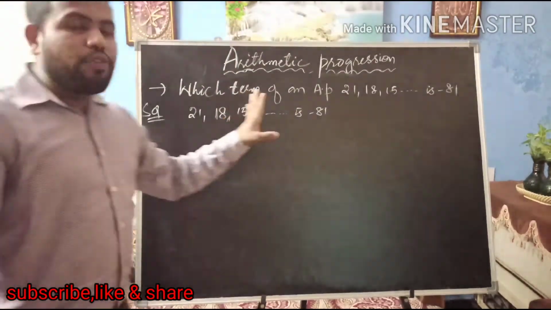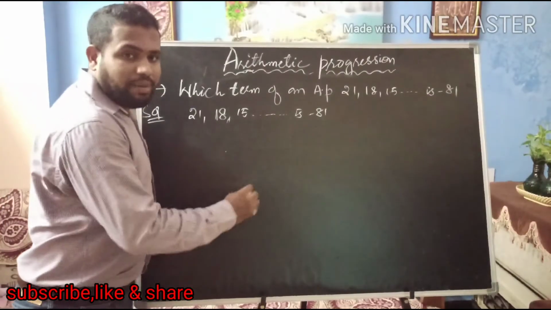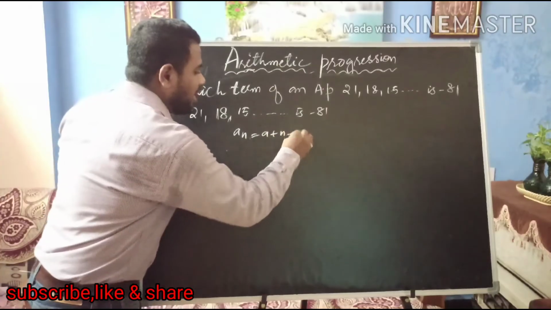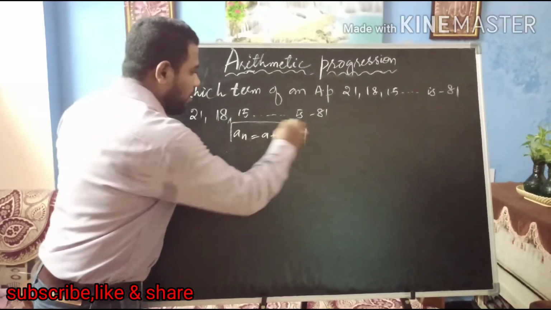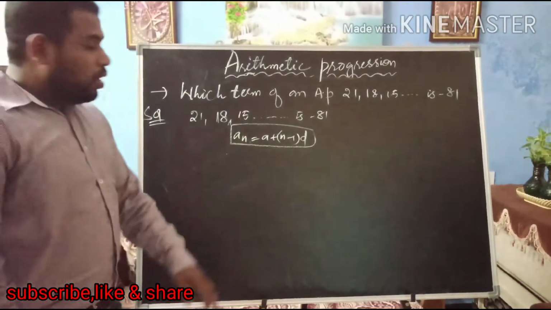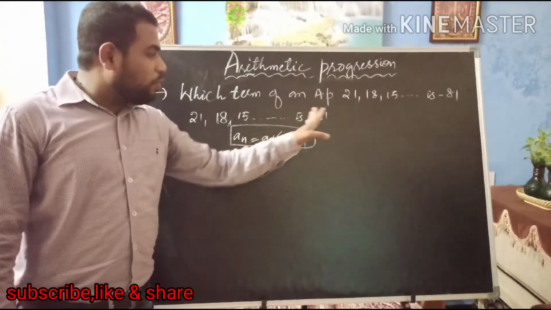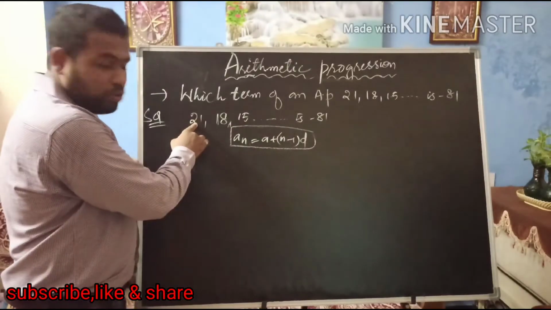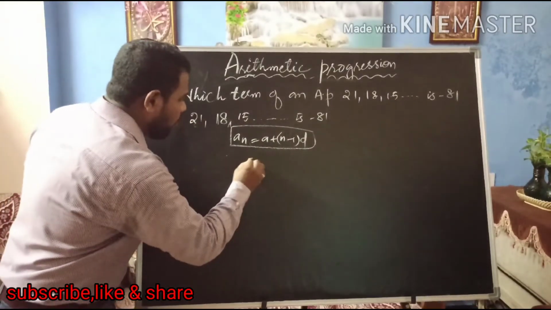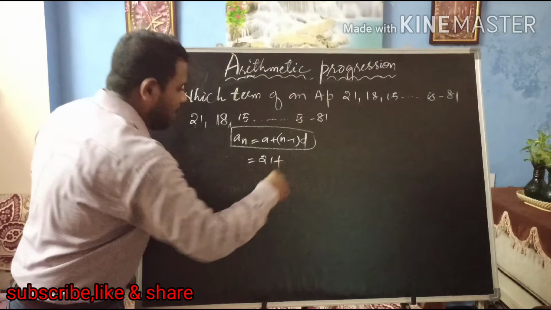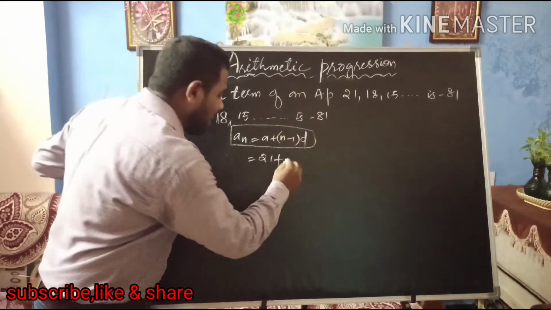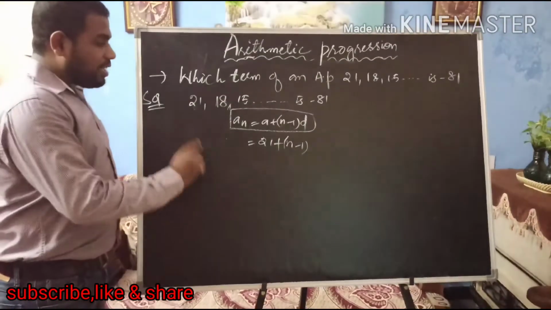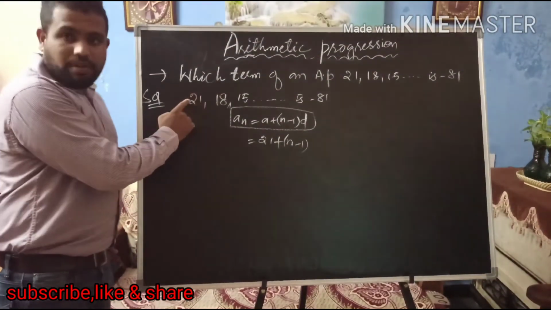So I'm just going to apply the term formula here. Just now we studied the term formula, that is a_n equals a plus n minus 1 into d, right? Here we have to find the term. We don't know which term minus 81 is. So what is a? a is going to be 21, very simple. Plus what is n? We don't know n, so n will stay as n, into what is d? d is the common difference. It's the difference between the second term minus the first term.